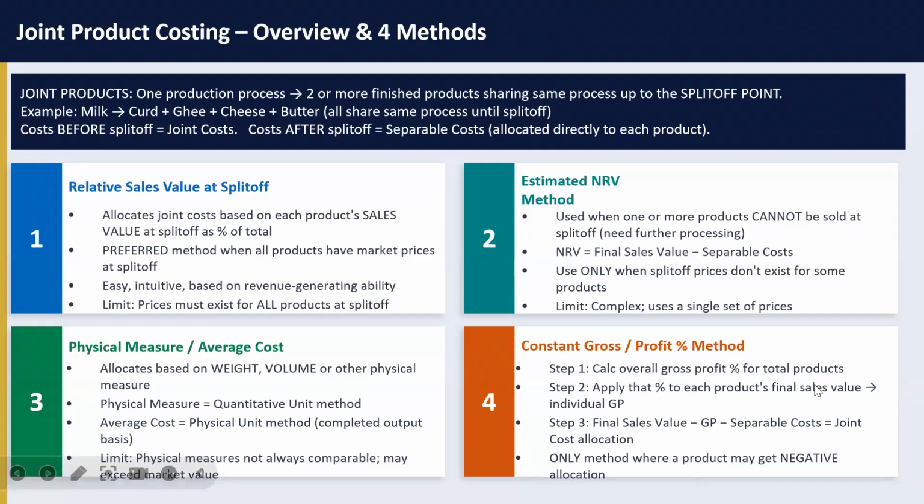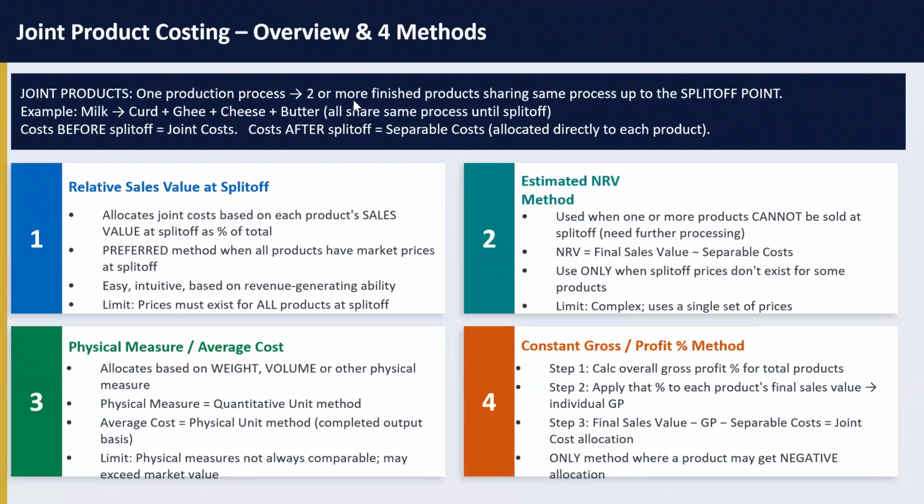Suppose your separable cost itself is 60 rupees. Remaining value is 50. Your separable cost is 60. Now what happens to your joint cost allocation? How much do you get, guys? Calculate and tell me. Your final sales value is 100, your gross profit is 50, your separable cost is 60. What value do you get for joint cost allocation? Will it be positive or negative? -10. Perfect. So this is how negative allocation is possible in constant gross profit method.